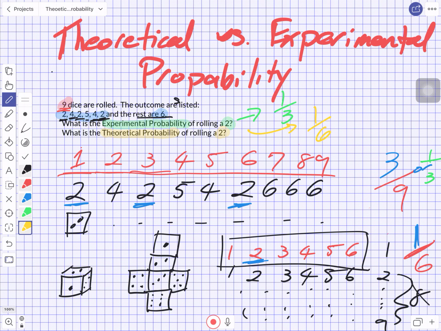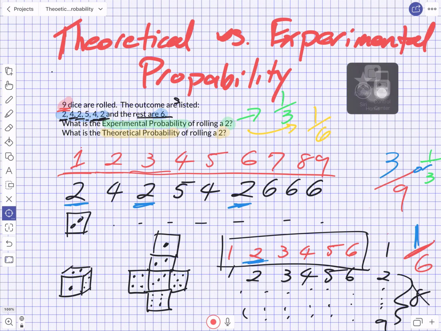You're going to notice that the experimental probability and the theoretical probability are not quite the same. What happens is, the more experiments that you conduct, the closer the experimental probability should get to the theoretical probability. Our theoretical probability is what it should be, and the more experiments we conduct, the closer we get to that theoretical probability.